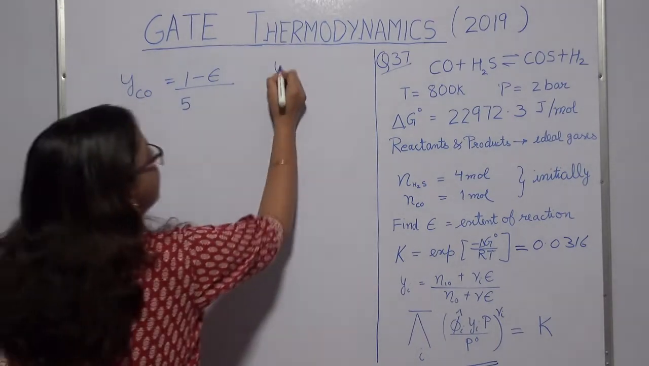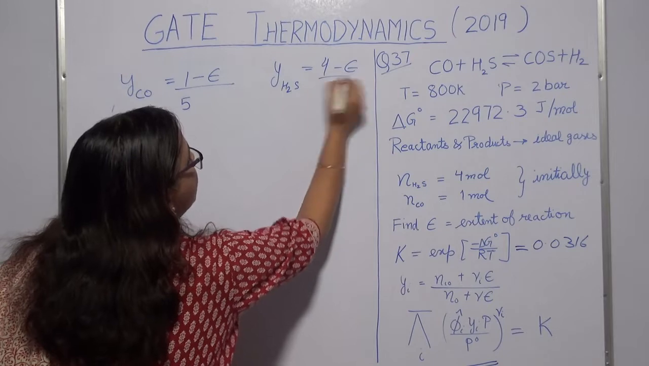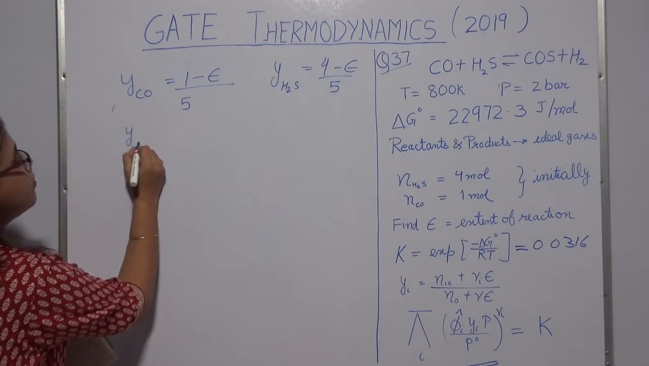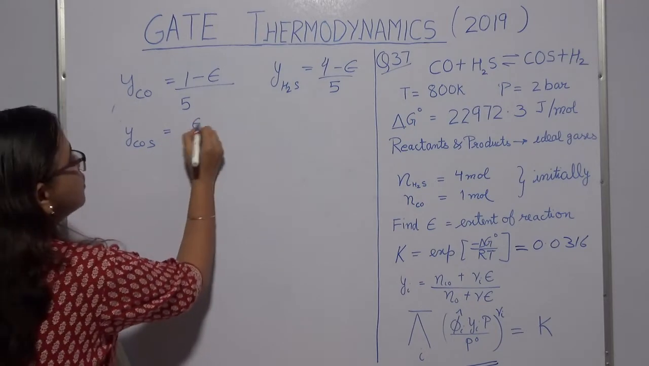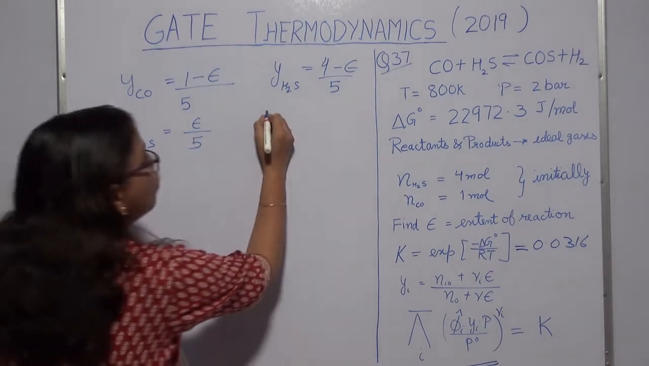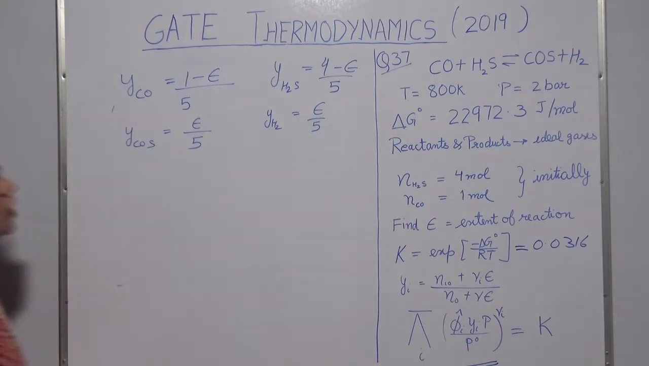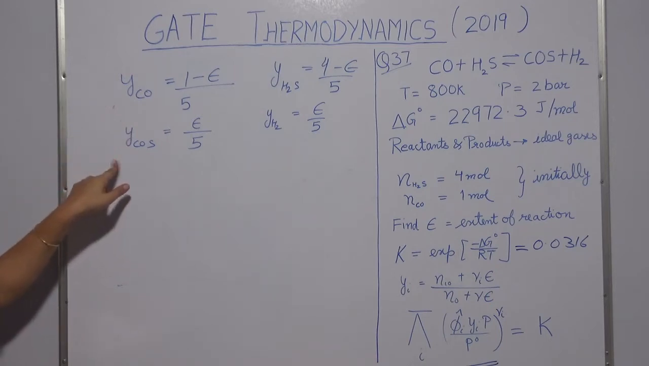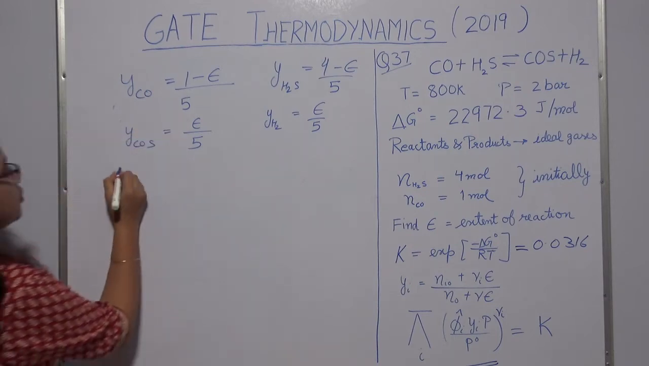Similarly, I can write y of H2S. How many am I charging? 4 minus epsilon upon 5. Next, I am going to write for the products. y of COS is equal to, initially nothing is charged, so it is epsilon upon 5. Now y of H2 is again epsilon upon 5. So you have written all the mole fractions in terms of your extent of reaction. Now we will put this in this equation.